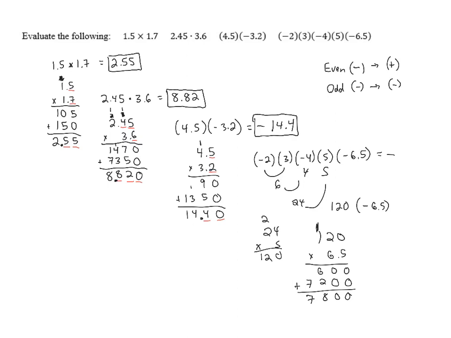And then we need to put the decimal point in. In the problem, there's only one digit to the right of the decimal point because we know that 120 has a decimal point off on the end. So in our answer, we need the decimal point to have one digit to the right of it, which means it goes between the zeros. And so that ends up being 780. And remember, our answer was going to be negative because there were an odd number of negatives. So our final answer there is negative 780.